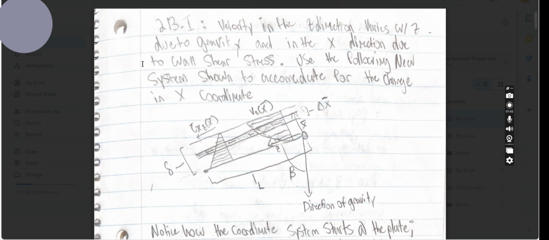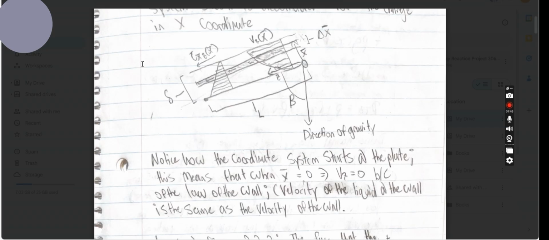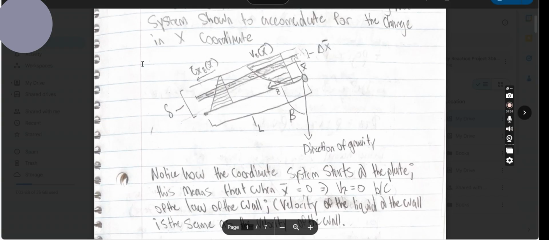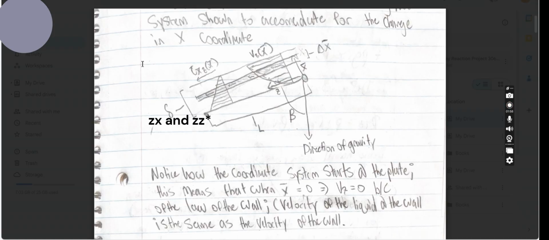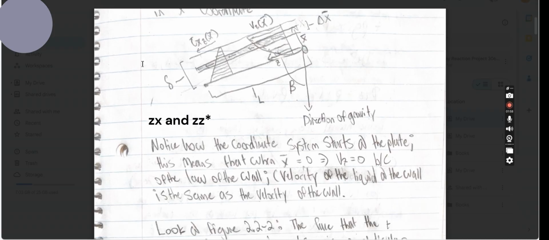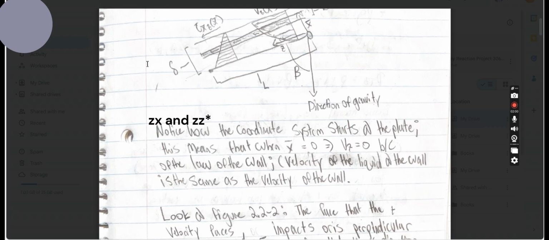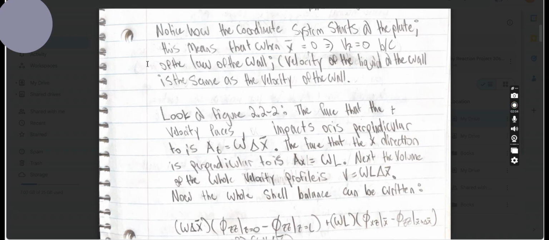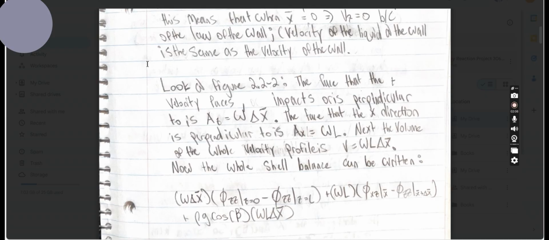So we need a momentum flux in the zx direction, but in this I'm doing it in zx and zz. Here's just some text. You can pause and look at that if you want.